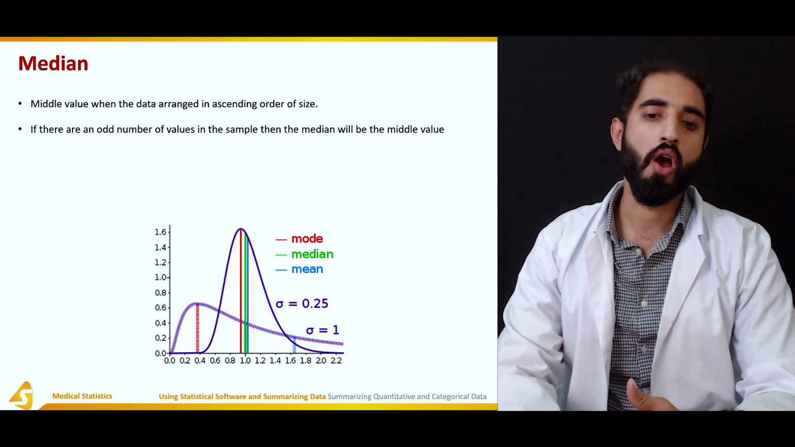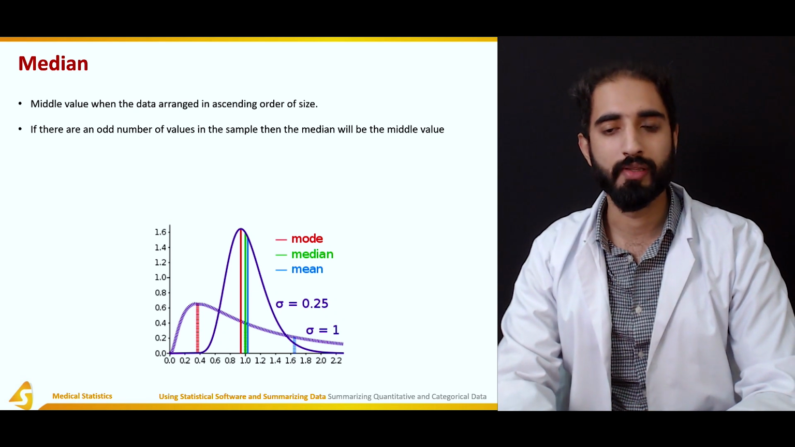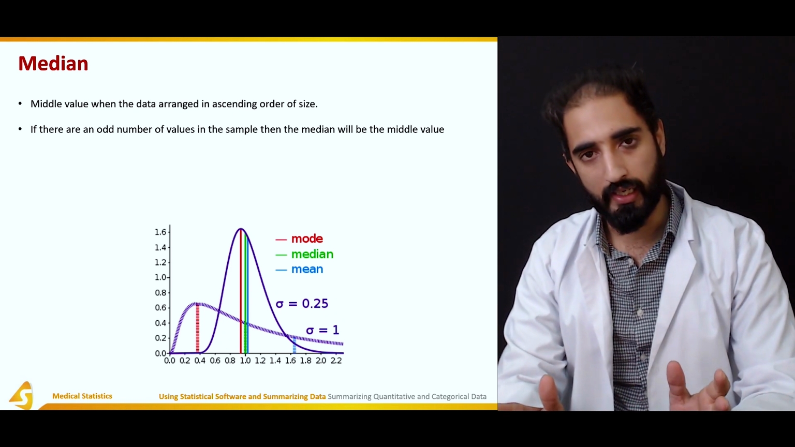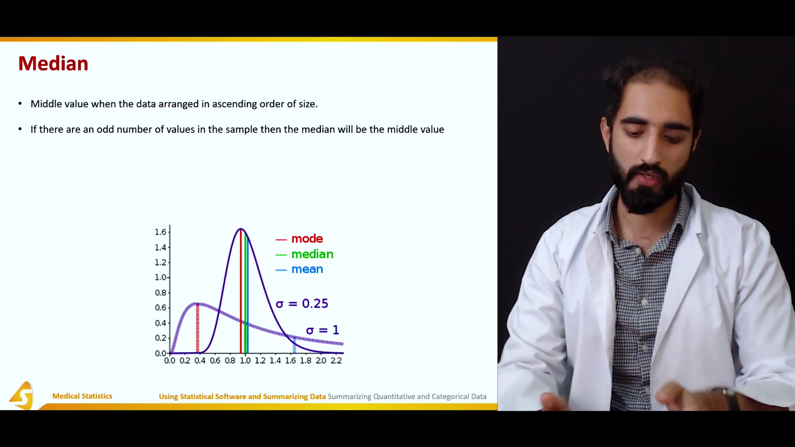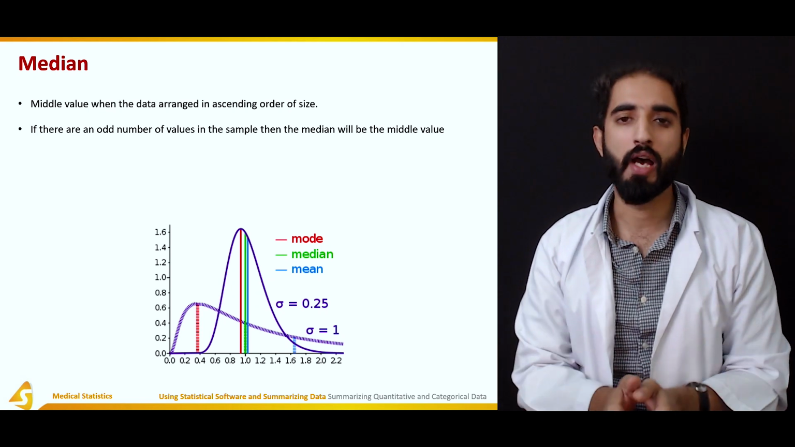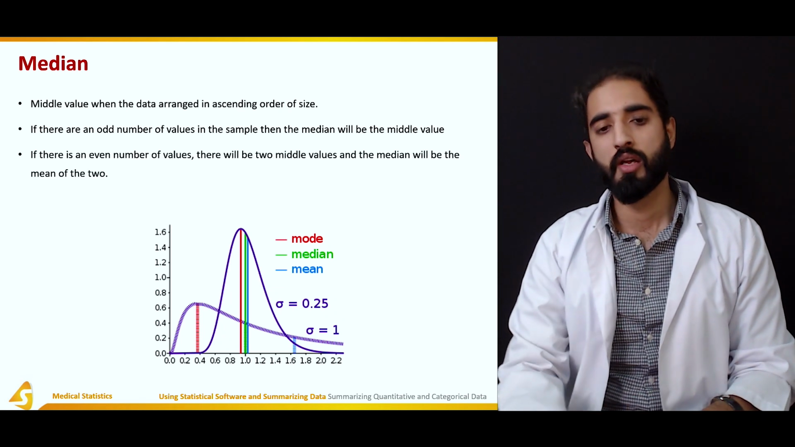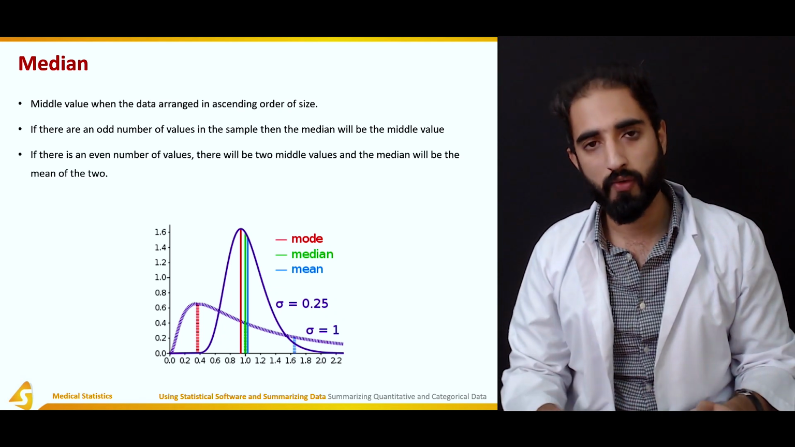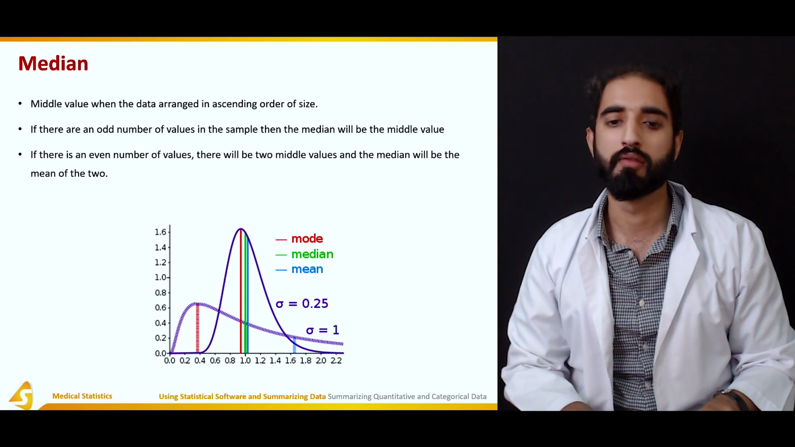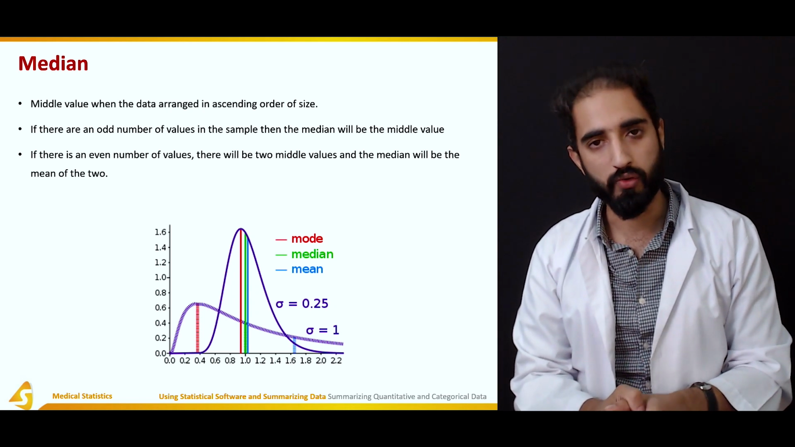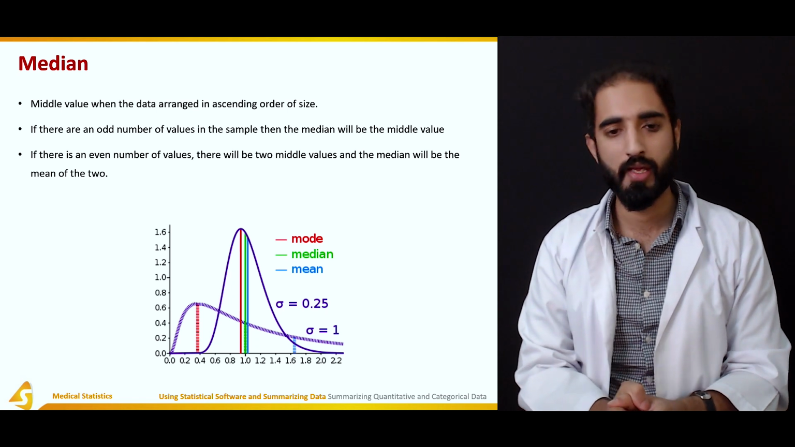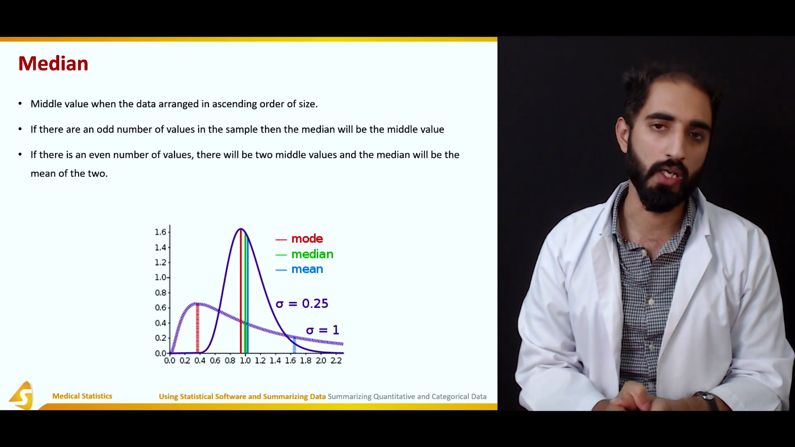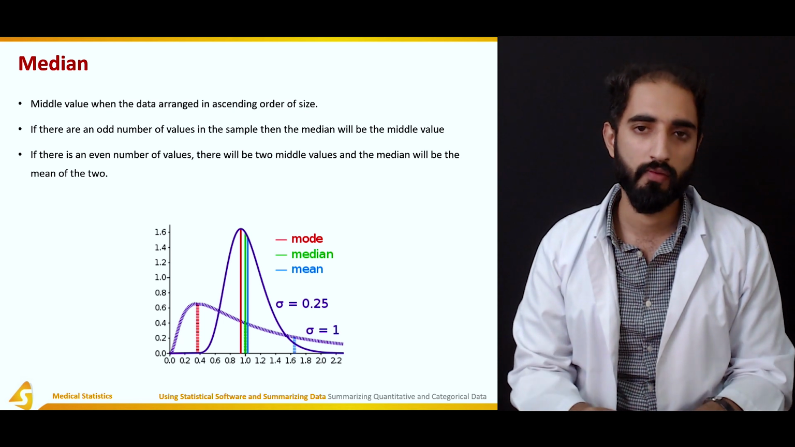If there are an odd number of values in the sample, then the median will be the centralmost value, such as if there are 9 values, then 5 would be in the center. On the other hand, if there is an even number of values, then there would be 2 middle values. Such as, if there is a total number of 10 values, then 5 and 6 would be the centralmost values, and the median would be the mean of the 5 and 6, which would be 5.5.